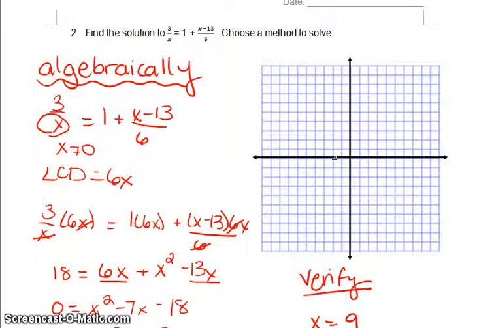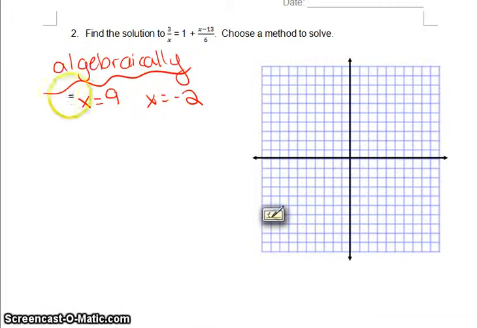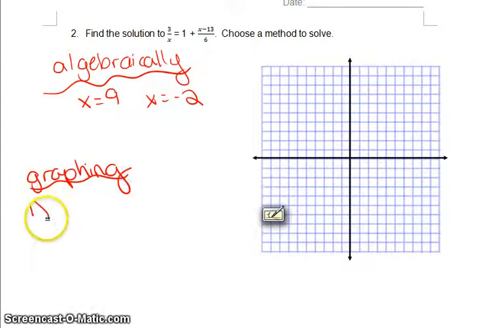And I will go through each method, and if you guys chose to graph it, make sure you actually do this into your notes. But no matter which method you choose, you will get the exact same answer for all three. Alright, so I'm just going to leave our algebraic solution up here. And so for our first graphing, we're going to move everything to one side.